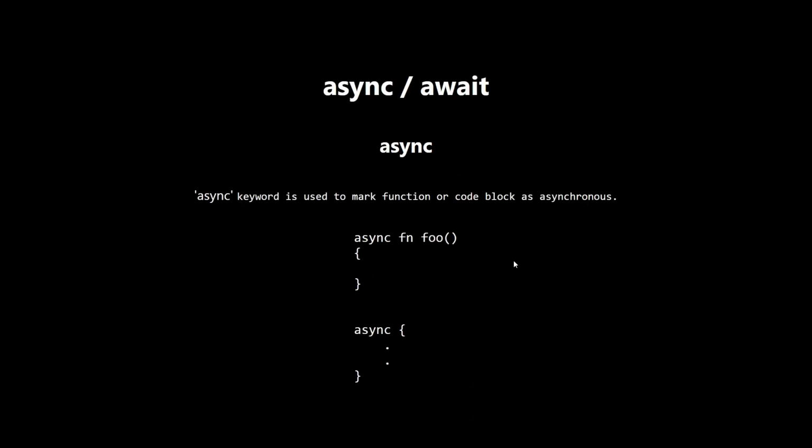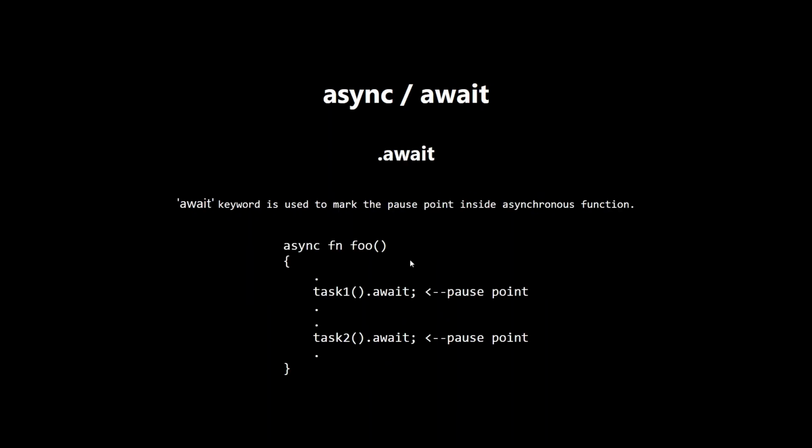Let's start with async await. The async keyword is used to mark a function or a code block as asynchronous, and the await keyword is used to mark the pause points inside an asynchronous function. Await is used where the execution of the current asynchronous task is paused or blocked until the future it's waiting on is complete.